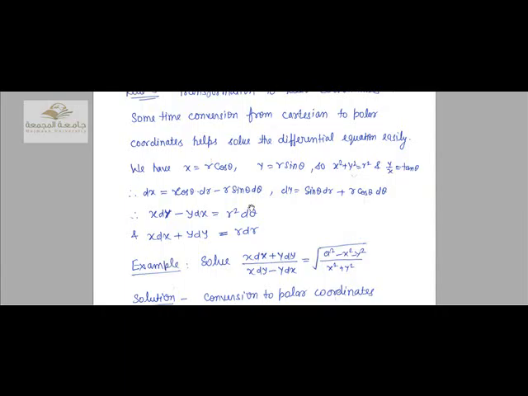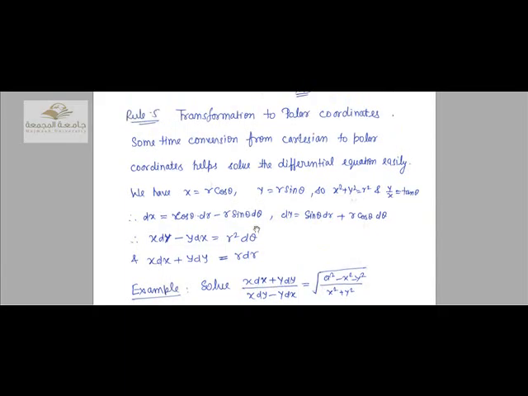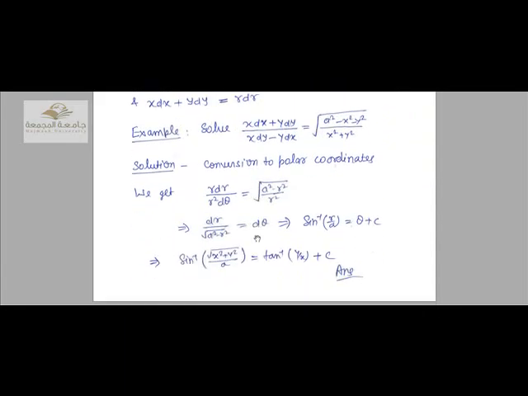Now we are going to solve the problem: solve (x dx plus y dy) over (x dy minus y dx) is equal to under the root of (a square minus x square minus y square) divided by (x square plus y square). Solution.